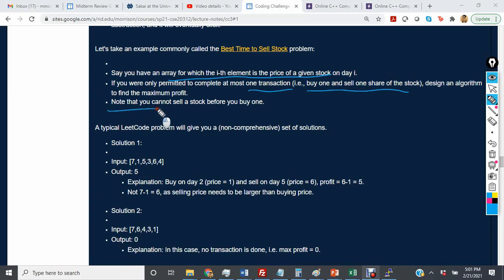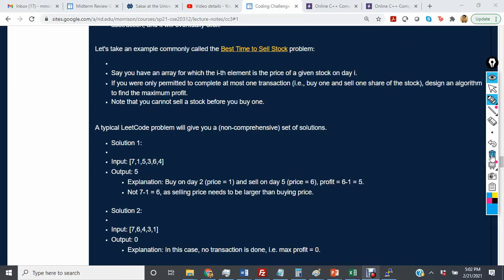The crucial thing is you cannot sell a stock before you buy one, which makes sense, but we have to consider it in the context of the problem. So if I just had 7 and 1, I couldn't buy tomorrow and sell today. We don't have a time machine.